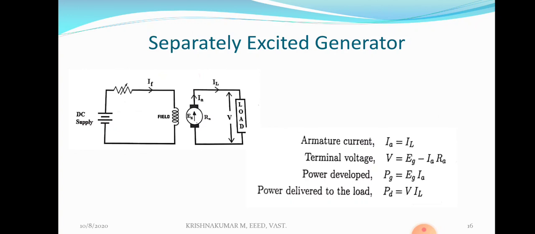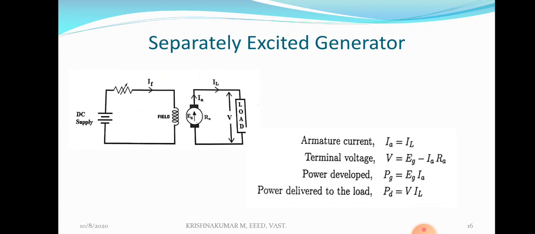So look at the figure. We are giving an external DC supply to the field winding with the help of a rheostat. By adjusting the rheostat, we can control the current flow through the field winding. By using that rheostat, we can control the current through the field winding. That current is known as field current.